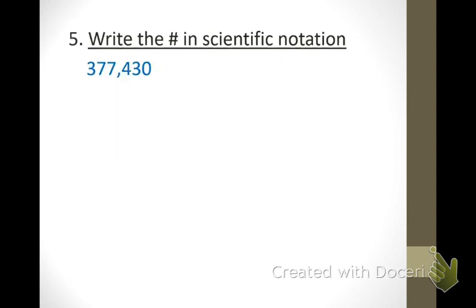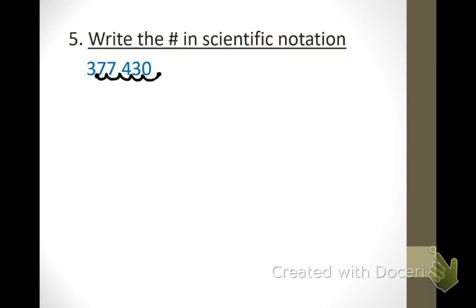Number 5 says to write the number in scientific notation. Tell me, guys, where is the decimal point on this number? At the end. I have to move it to where there's only one number in front of the decimal point. If you look, there are 6 numbers to the left of the decimal point. So I've got to move it until there's only one number in front of it. So now I've moved my decimal point there.